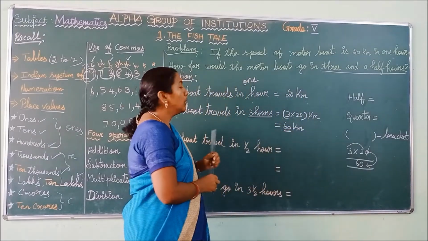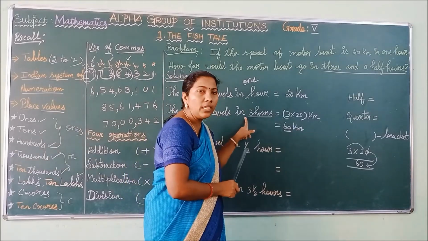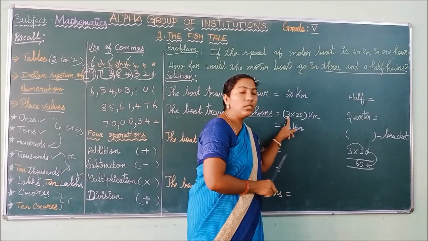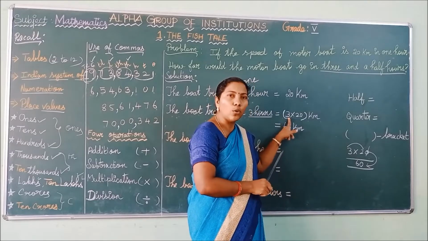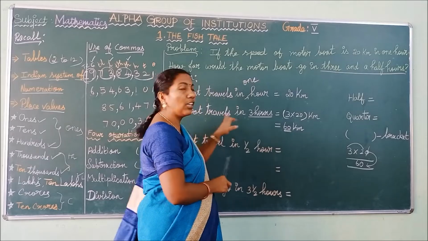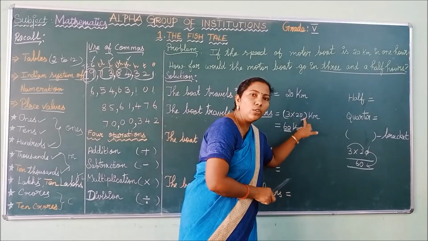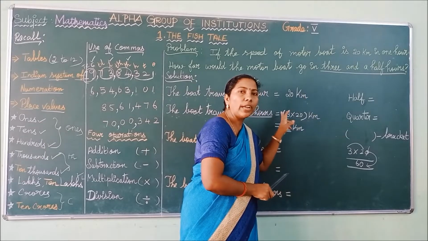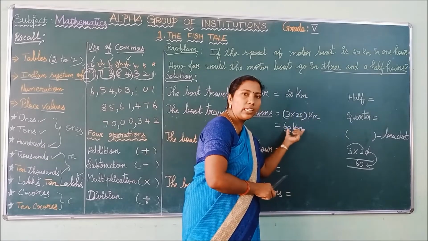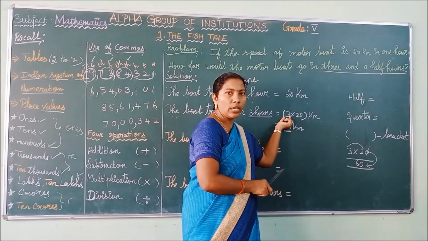Do you understand? Suppose in the question they are asking the boat travels in 4 hours, then instead of 3 you have to write 4 here. So 4 into 20, 80 kilometers. Suppose in the question they are asking 5, then instead of 3 here you have to write 5. So 5 into 20. So forget the 0. 5 2s are 10. So 10 with 0, 100 kilometers. So similarly here you have to write the numbers. I hope you understand. Okay.